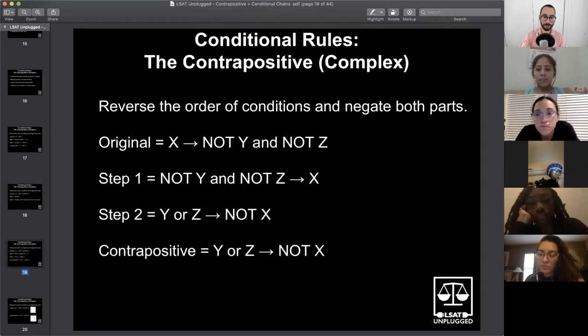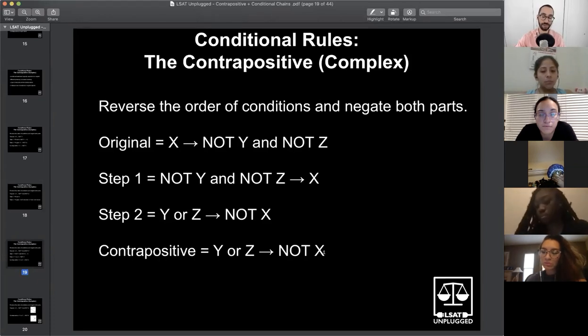So the steps, the process: we reverse around the arrows. First we put not Y, not Z at the beginning. Then we change and to or, negate everything. So not Y becomes Y, and becomes or, not Z becomes Z, X becomes not X. So if you have Y or Z in, then X must be out. So if Y is in, X is out. If Z is in, X is out. If both of them are in, X is still out.